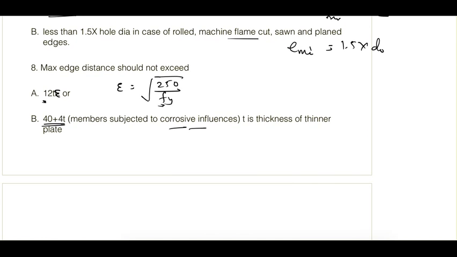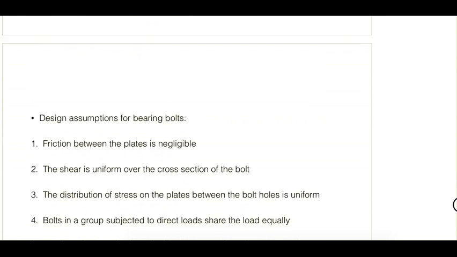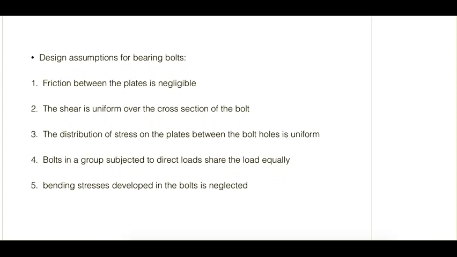So apart from these specifications I have discussed here, there are some more specifications in the code. So if we need anything else, we'll see it there itself. If you want to read more, you can refer to the code. So if we talk about the design of bearing bolts, then there are some assumptions made in design. So let's see these assumptions.